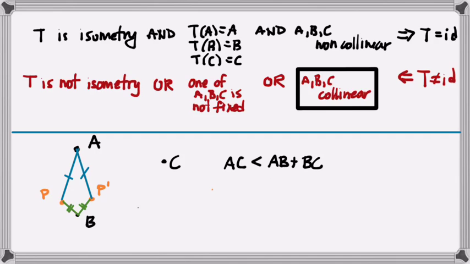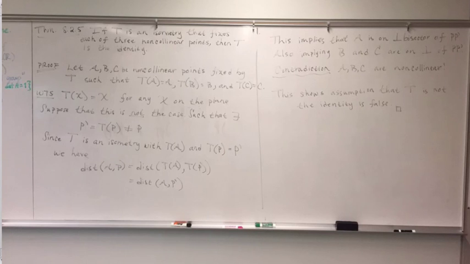Assuming that T does not in fact fix every point, so assuming that T moves something, we'd like to show that one of these three elements in the conjunction that formed our hypothesis is not true. So either we need to show that T is not an isometry, or that one or more of these 3 points is not fixed, or that our 3 points are in fact not non-collinear. And that ends up being the line of argument that works.